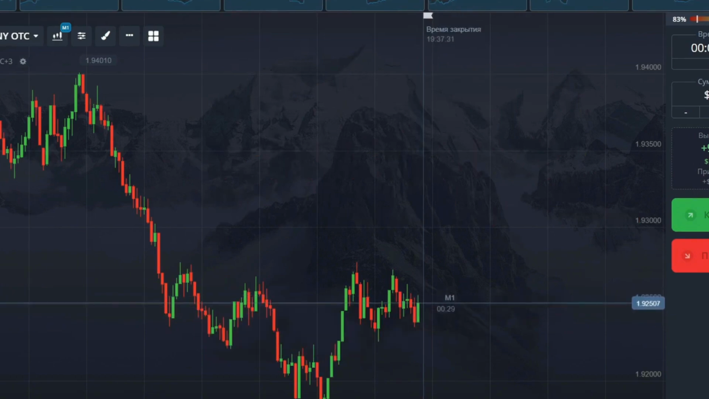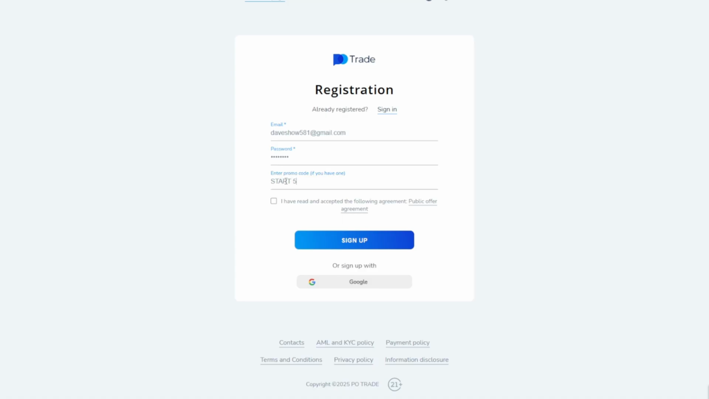Let's move on to the Pocket Option platform. This is one of the most popular brokers at the moment. If you haven't registered on Pocket Option yet, follow the link in the description and sign up.